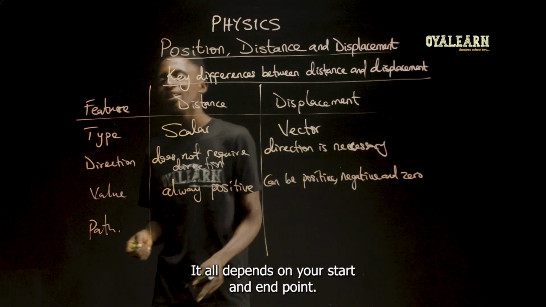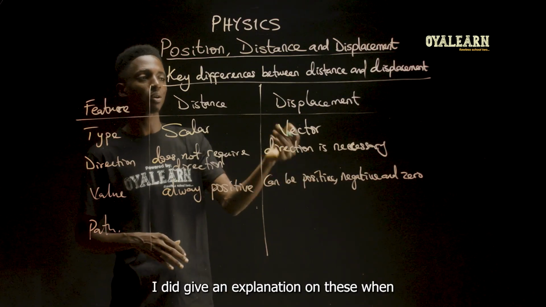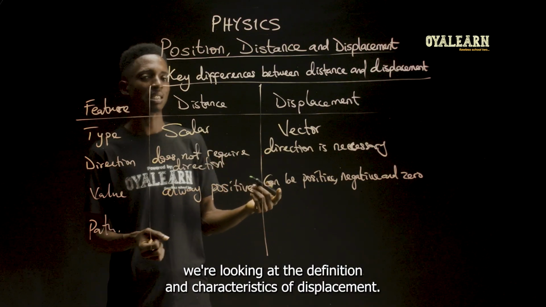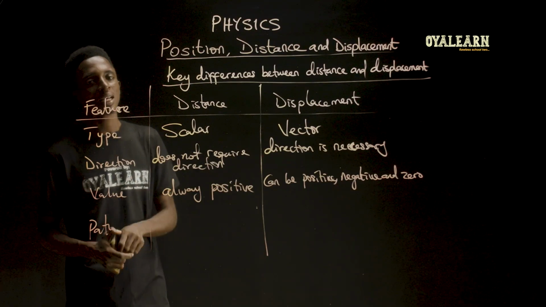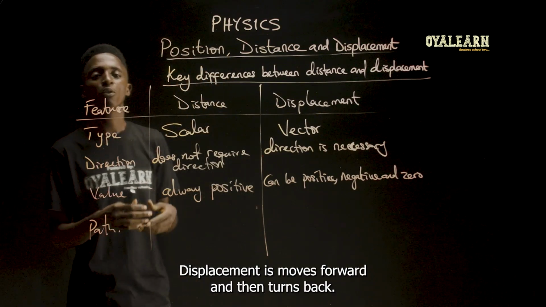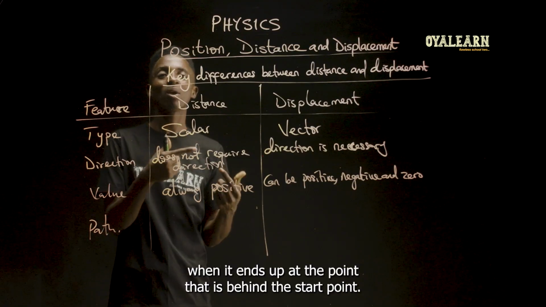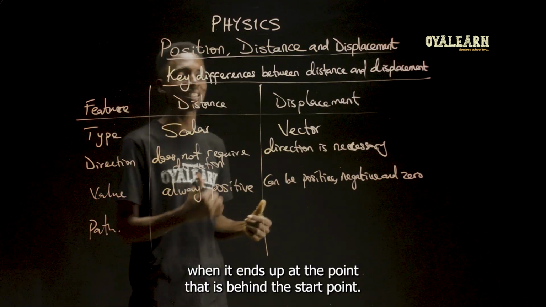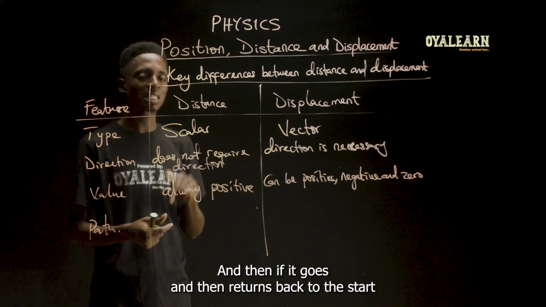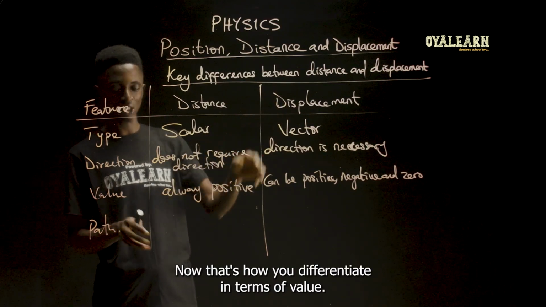It all depends on your start and end point. I did give an explanation of this when we were looking at the definition and the characteristics of displacement. So I said when an object starts from a point and then moves in the forward direction, that would be a positive displacement. If it moves forward and then turns back, that would be a negative displacement when it ends up at the point that is behind the start point. And then if it goes and then returns back to the start point, the displacement in that case is 0. Now that's how you differentiate in terms of value.